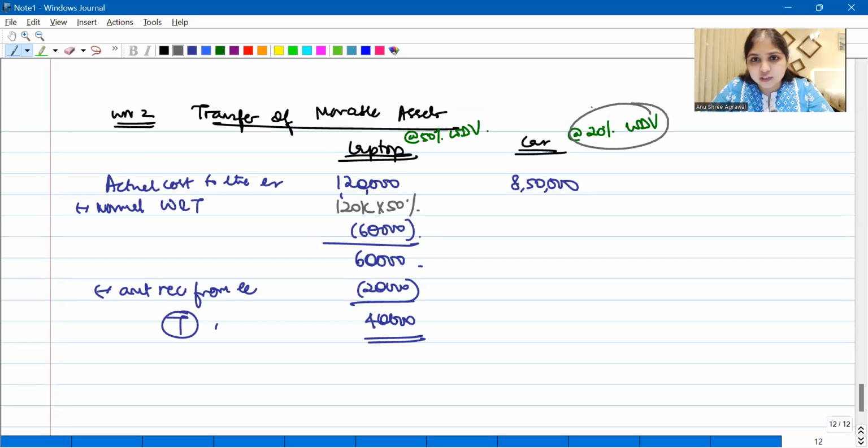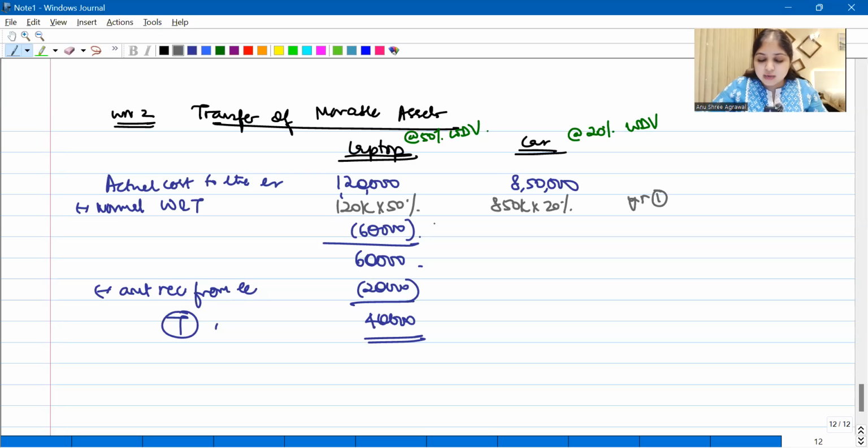How are you going to calculate 20% WDV? We concluded 2 completed years, right? So for year 1, it's going to be 8,50,000 into 20%. That's going to be how much? That's going to be 1,70,000 rupees, right? So which means what's your WDV at this stage? The WDV at this stage would be 6,80,000 rupees.